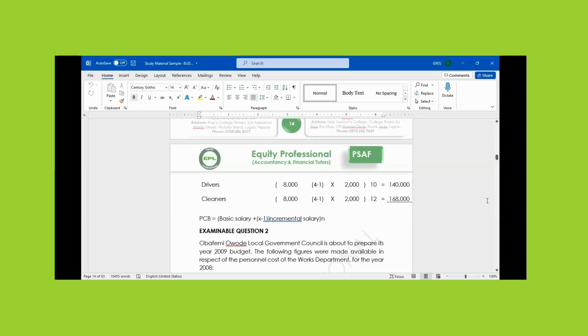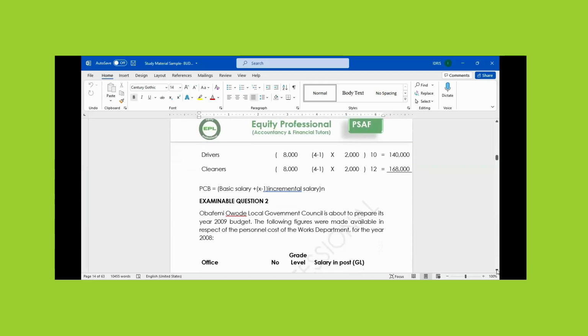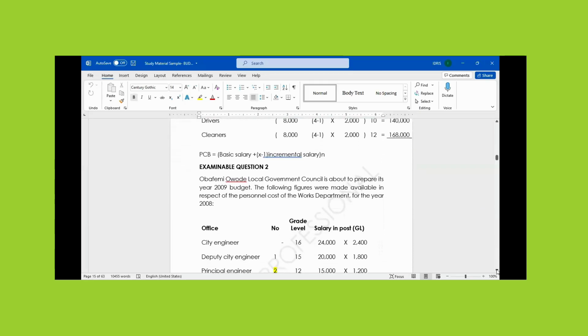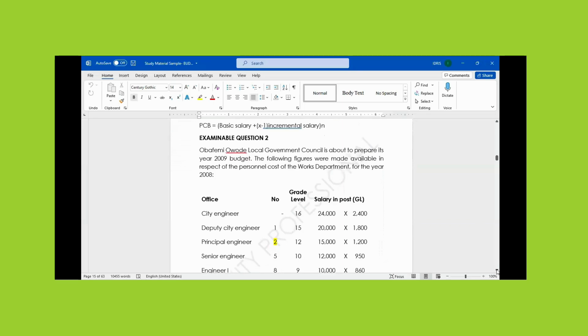Okay, let's look at the question. So after that, we move to cash budget. We solve question on cash budget this morning. So exam question 2.